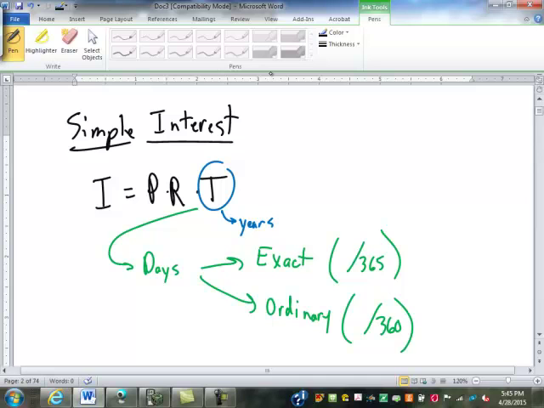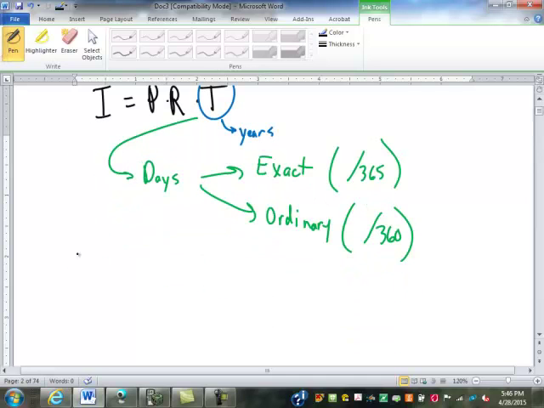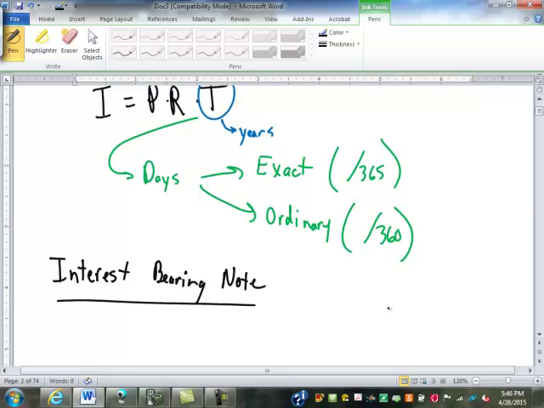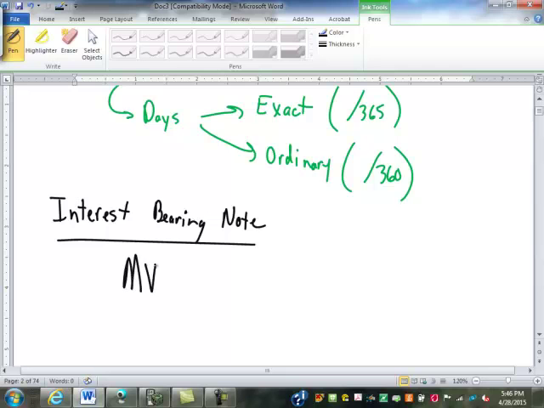The other formula that governs simple interest, if it is a simple interest-bearing note, is maturity value is equal to the principal plus the interest. In a simple interest-bearing note, you take the amount of money that you borrowed, you add the interest to it, and that's how much you pay back. Or the other way, you take the amount of money you invested, you add the interest to it, and that's how much you have at the end. The maturity value is also the face value.